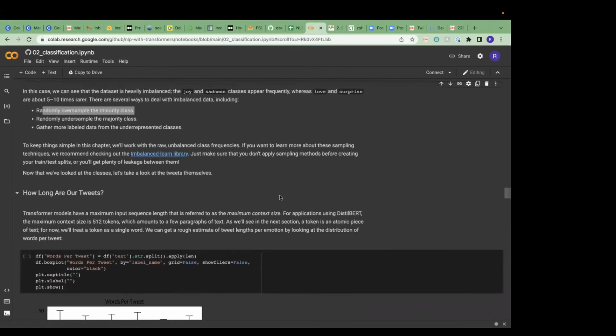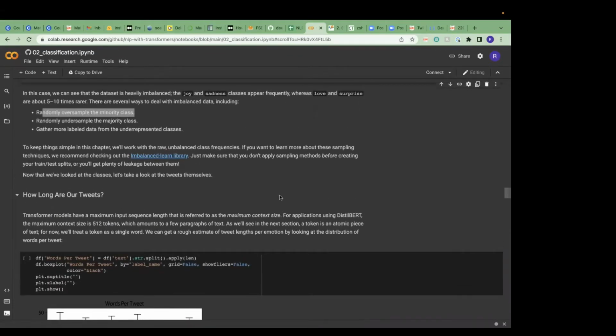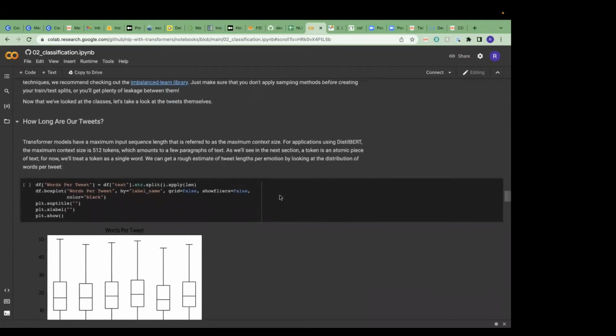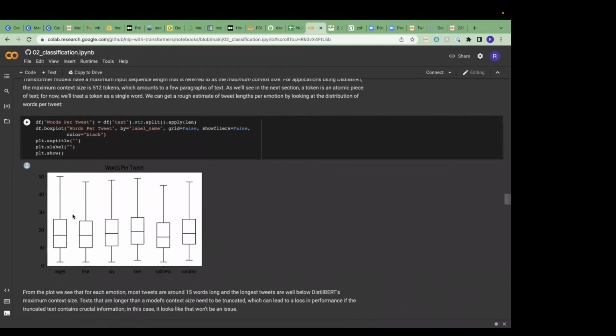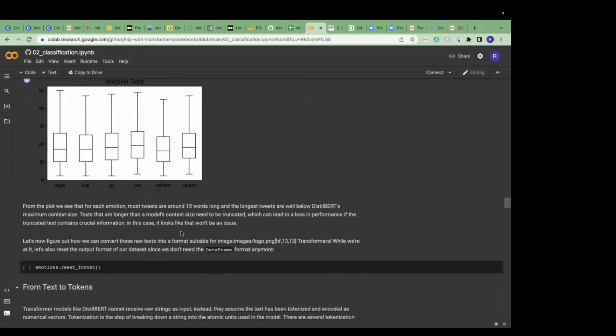So those are a few ways of oversampling. And then as far as the length of the tweet, this is mainly saying that the distribution looks to be the same based off the box and whisker plot for each emotion. So we don't really have to worry about that with this data set.